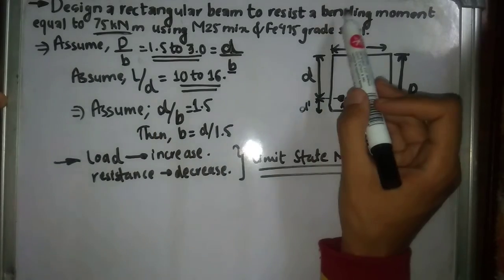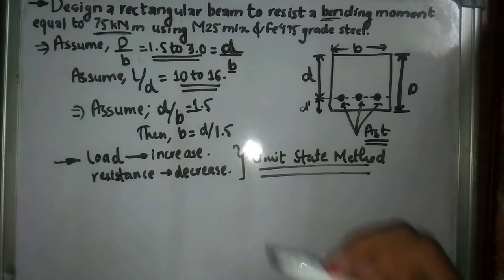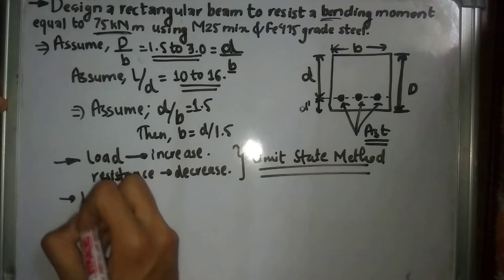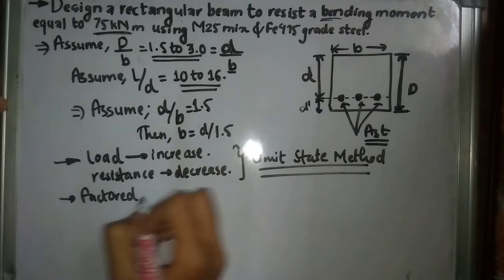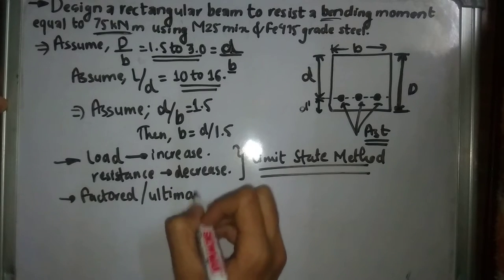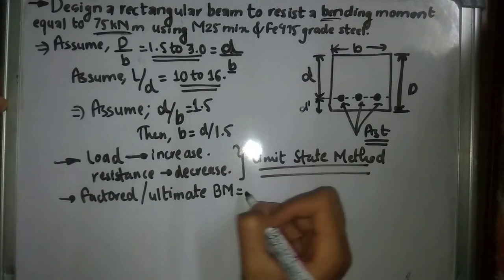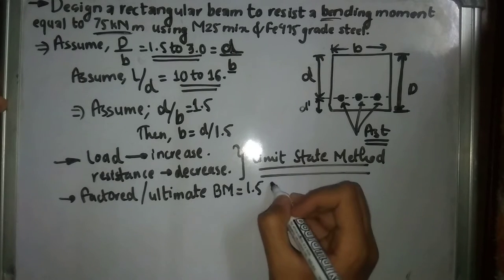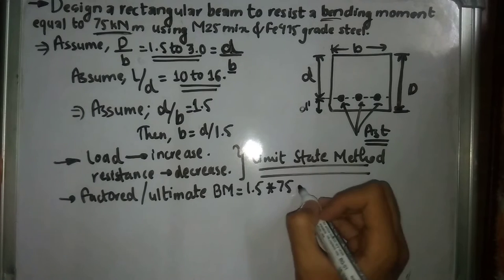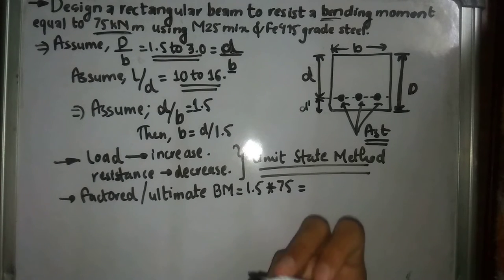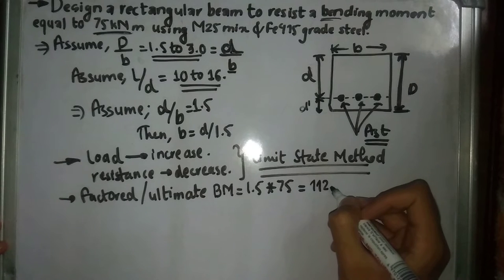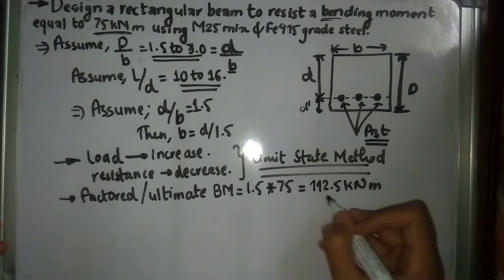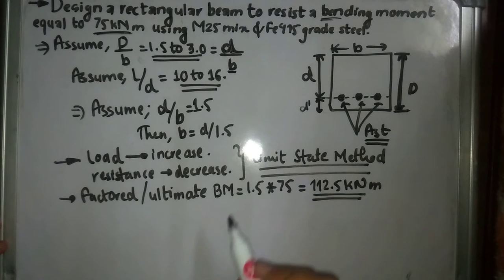For this question, this is our unfactored bending moment. In our question, there is no use of the words factored bending moment or ultimate bending moment. So we need to calculate our factored, or ultimate, bending moment. Following our code, we need to increase our bending moment by 1.5 times: 1.5 into 75. So our factored or ultimate bending moment is 112.5 kN-m.